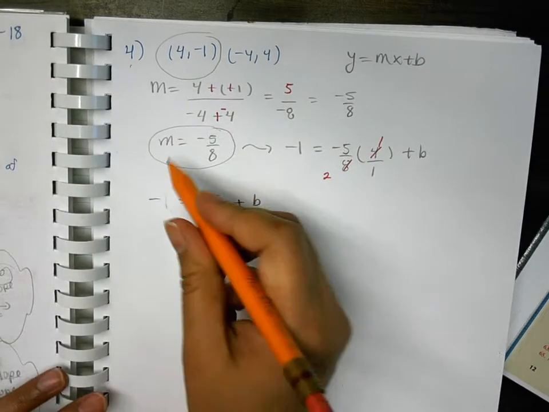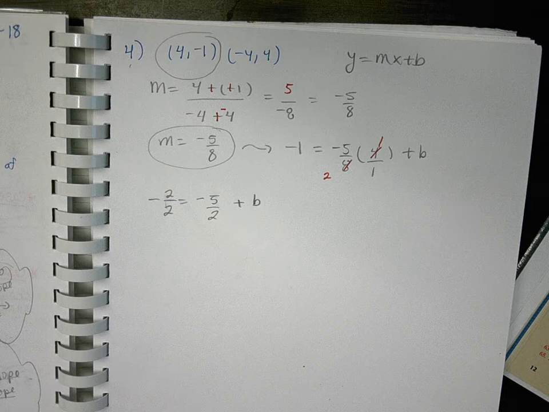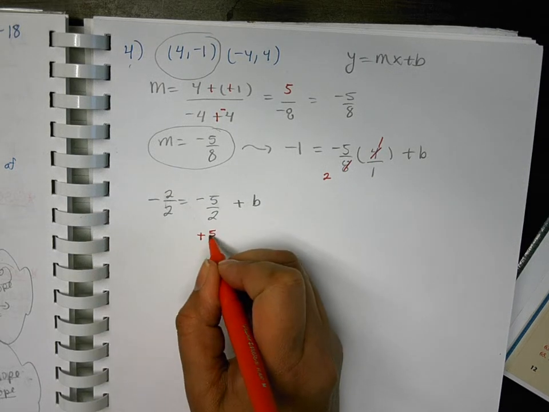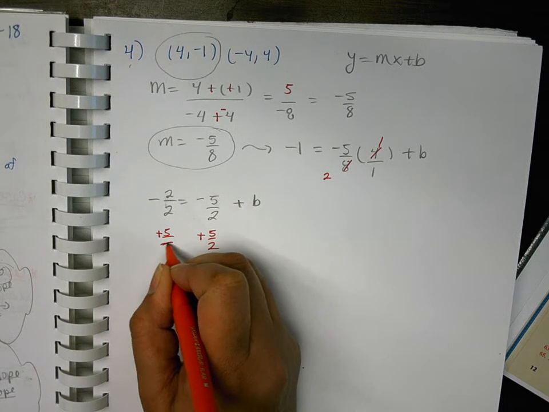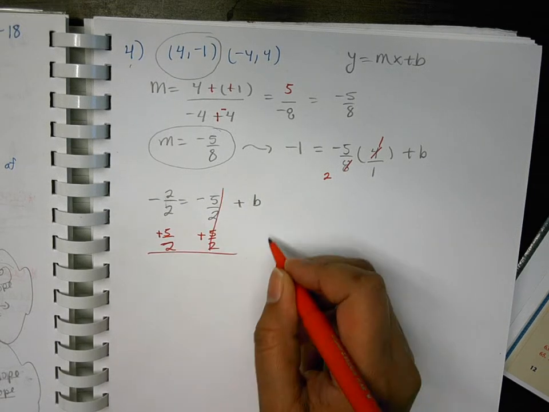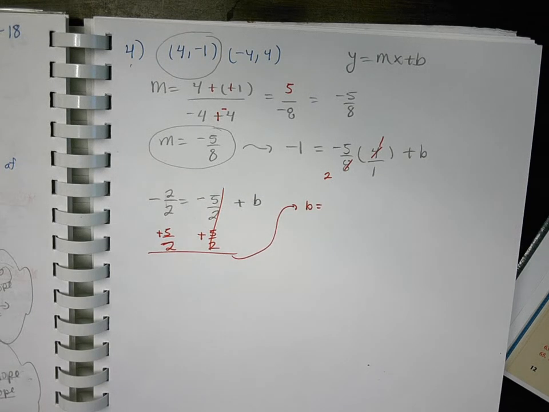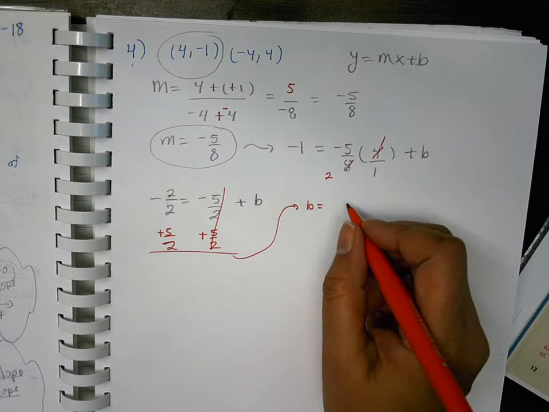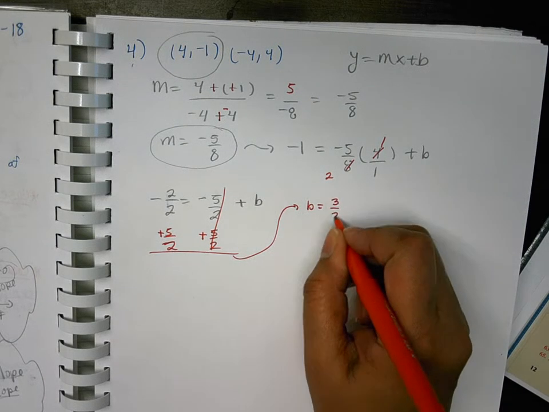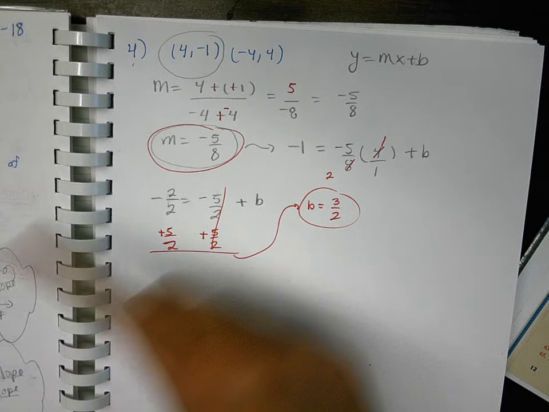And I'm going to go ahead and change that now, -2/2. All right, what did b come out to be? 3/2. All right, did anybody try the second set of points, set of numbers? Did it work?